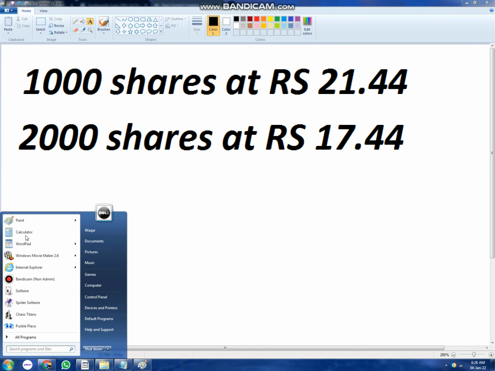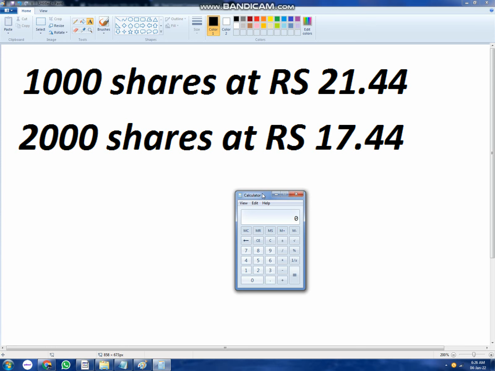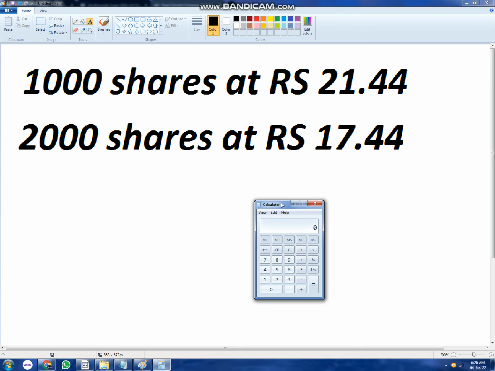Let's calculate what the average price of this stock is. I think I forgot it myself, so let's see. 21.44 and 17.44. I don't remember how we calculate the averaging concept, but when you calculate it, the price would come either to this one or in between these two. So I just remember. Let's give it a try and see what results we get.